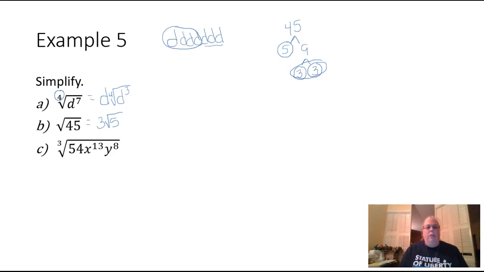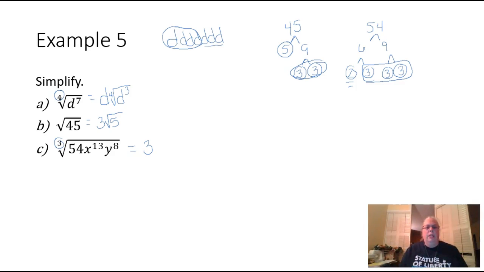All right, now for our last one, we've got 54 times x to the 13th times y to the 8th, and we're taking the cube root of this. All right, so let's look at 54. This is actually 6 times 9, and 6 is actually 2 times 3, and 9 is actually 3 times 3. All right, now my index here is a 3, and I have 3 3s here, so I can bring 1 out into the front of the radical. The 2 is going to have to stay underneath though, because I don't have 2 more similar factors for it.